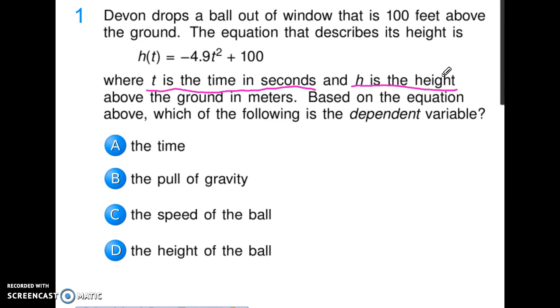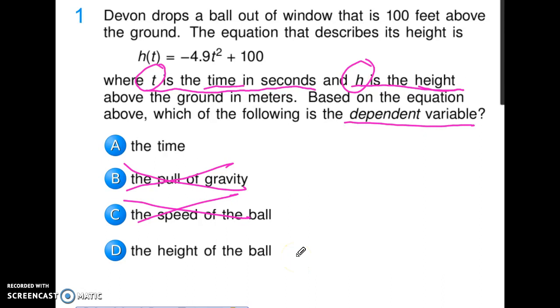Now, based on this equation, all we're asked to do is find the dependent variable. Well, we just identified that we have two, a T and an H. T is for time, H is for height. So we know that we can automatically mark out pull of gravity and speed of the ball. That leaves us with two choices, time and height. Which one is dependent on the other one? The answer is the height of the ball. How high the ball is depends on the amount of time the ball is in the air.